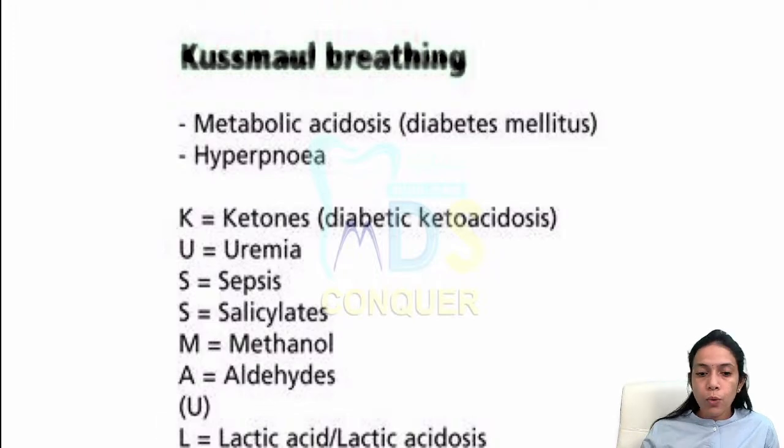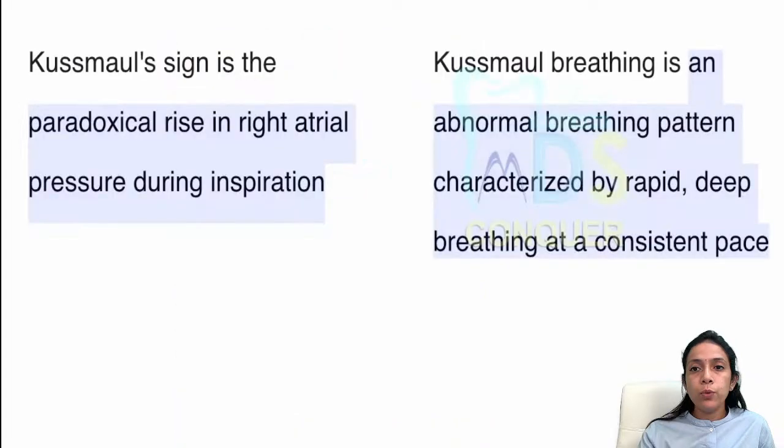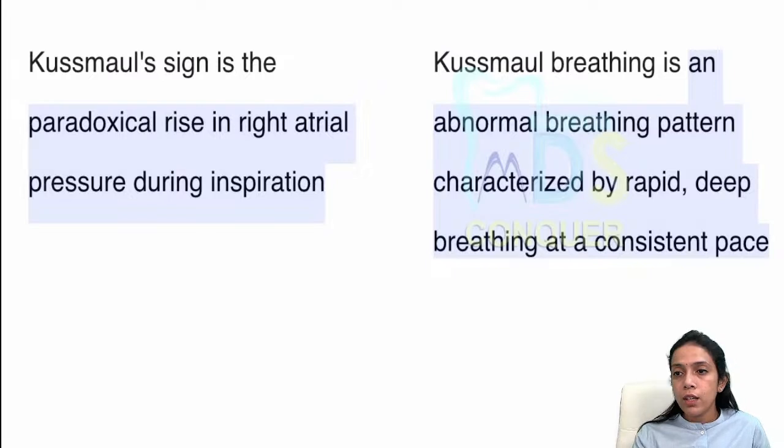So don't get confused between Kussmaul's breathing and Kussmaul's sign. Kussmaul's sign is the paradoxical rise in the right atrial pressure during inspiration. Whereas Kussmaul's breathing is different. That is a deep, rapid, consistent breathing. Whereas Kussmaul's sign is a paradoxical rise in right atrial pressure. So don't get confused between these two. Okay, I hope it's clear.